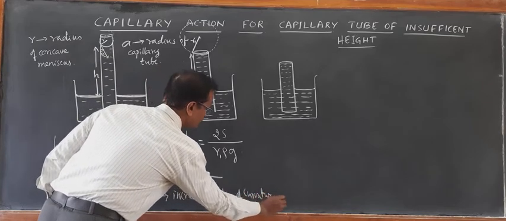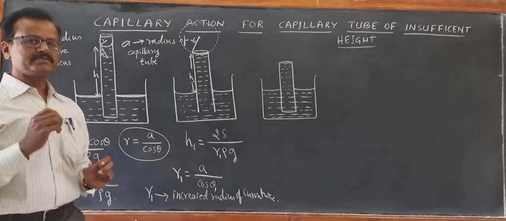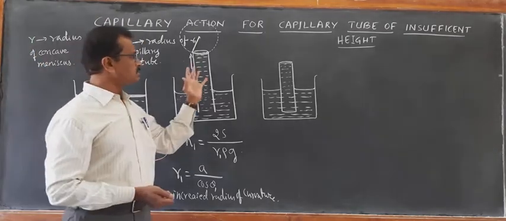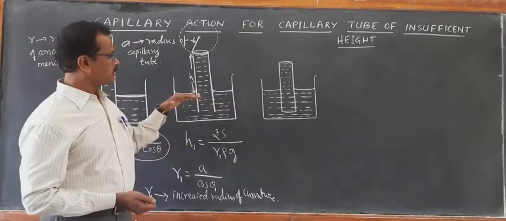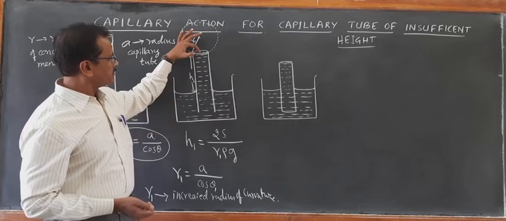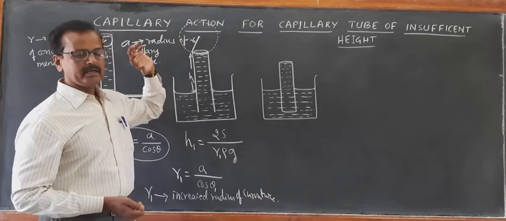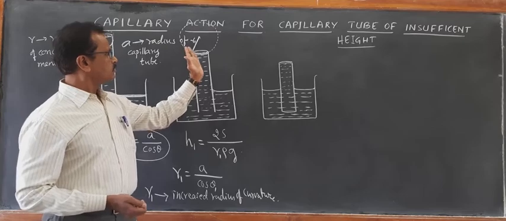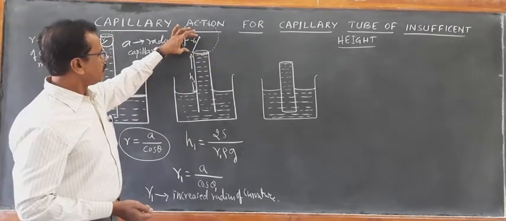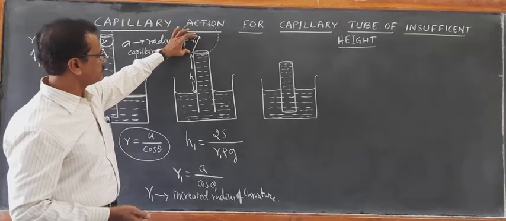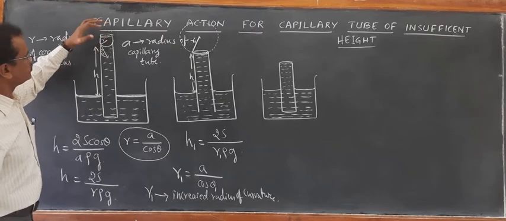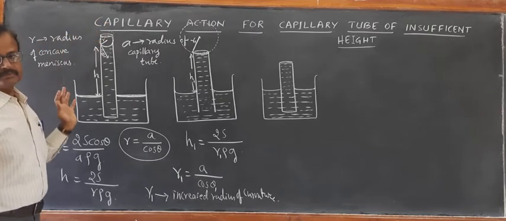So, in general, what we can say, if the tube is of insufficient height, if we dip it in the liquid like water, the water doesn't overflow. The water rises up to the brim, and at the opening it will have a curvature whose radius will be quite large. Let us say r1. This radius of curvature r1 will be quite large compared to the initial radius of curvature r, which is well inside the capillary tube.